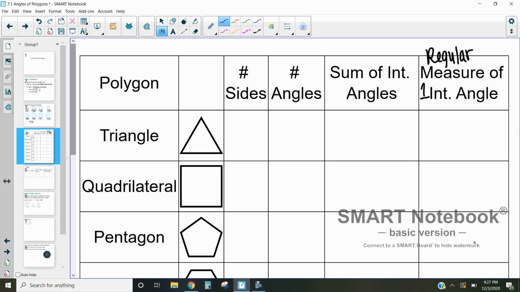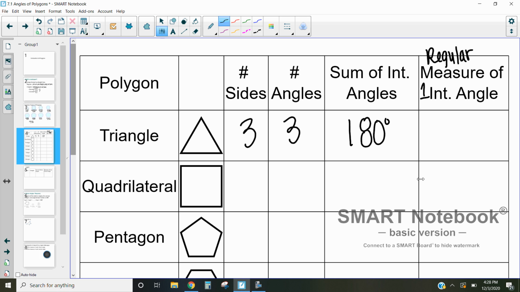So let's take a look at some of these common polygons. The first one we have here is a triangle. A triangle has 3 sides and 3 angles. Now, we want to look at the sum of those interior angles. I've proven before, and you can either prove it yourself, watch my video, or assume it, that the sum of the interior angles of a triangle adds up to 180. We can use parallel lines to figure that out.